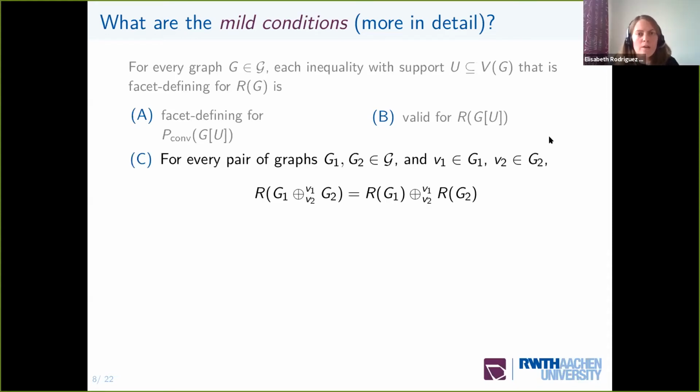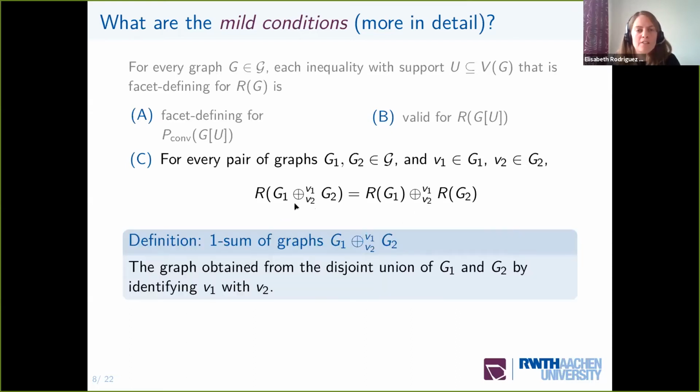Here I will talk more about this third condition, which says that for every pair of graphs G1 and G2, and for nodes V1 in G1 and V2 in G2, we have that R, our formulation, applied to this special graph here, is equal to a special sum of the two formulations on the two graphs separately. So what is this operation here? We call it the one sum on V1 and V2. We apply it once to graphs, once to polytopes.